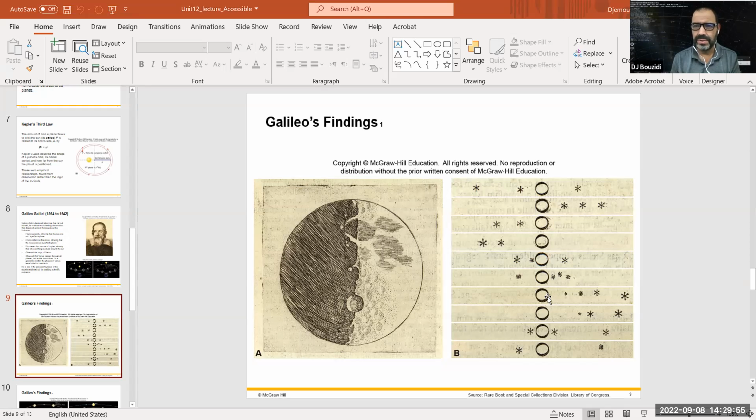You had to wait until Cassini later on, when he recognized that those are actually disks going around the planet. But Galileo did a lot of contributions in here in terms of observations and in terms of data and things like that.